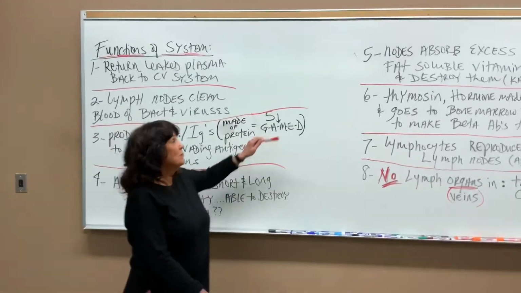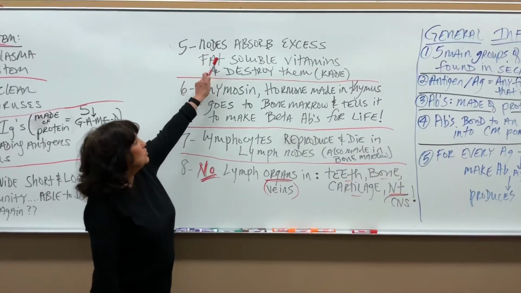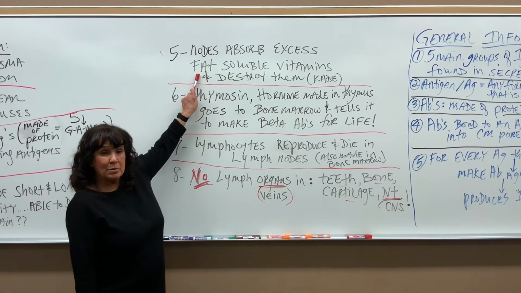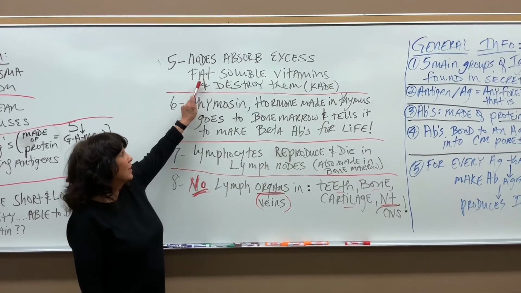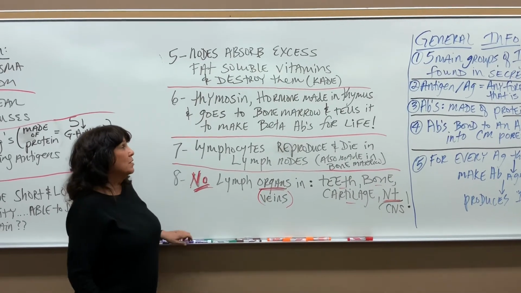All right, so number 5 function. Basically, the lymph nodes absorb excess fat-soluble vitamins, which are KADE, remember KADE, and they destroy them, right? So that's a helpful thing.